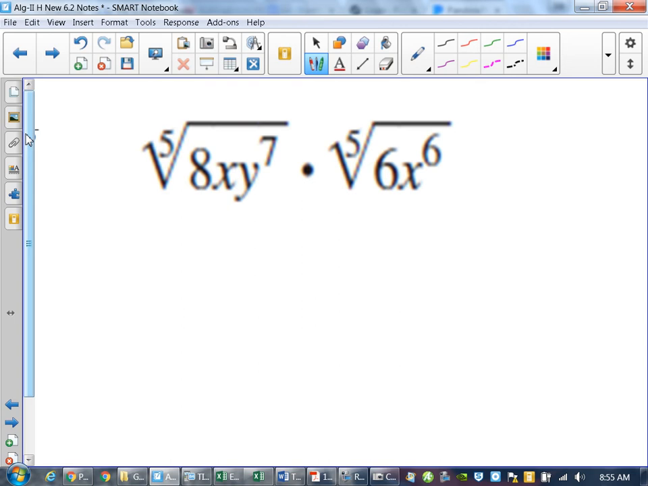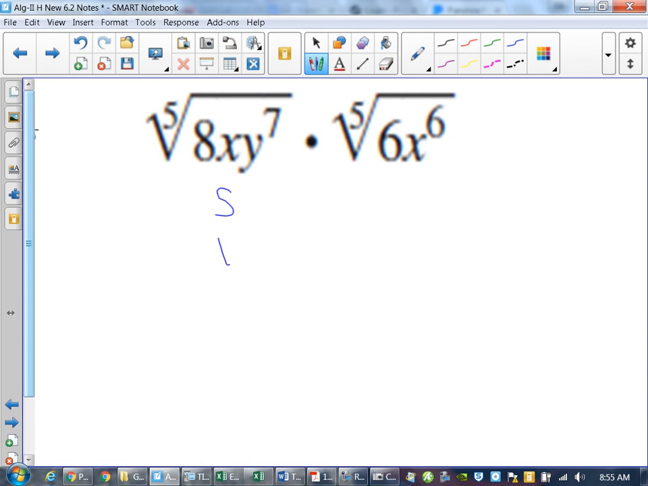All right, so can we combine these two? Yeah. So let's write them all underneath one 5th root. In doing so, we get a 5th root of, well, what's 8 times 6? 48. And then I have x times x to the 6th, and then y to the 7th. So what I'm going to do now is put them together, and then try to see if I can simplify it.